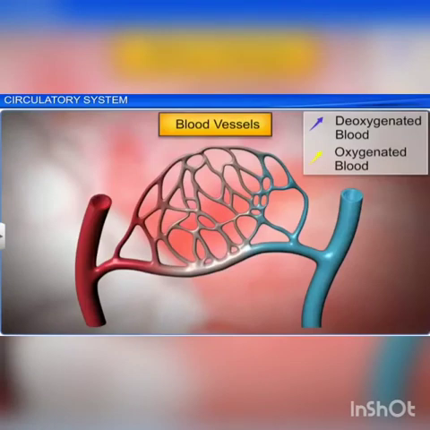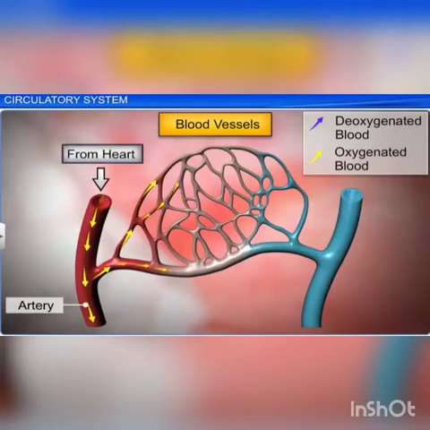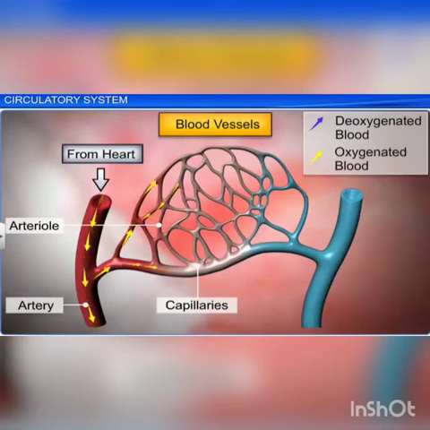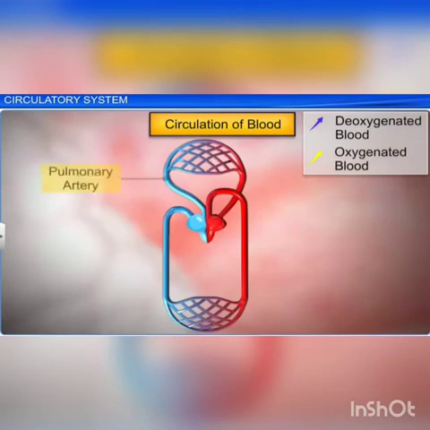The blood vessels that carry blood away from the heart are called arteries. The walls of the arteries are thick, valves are absent, and they have a narrow lumen. Lumen is nothing but space. All arteries carry oxygenated blood except the pulmonary artery, which carries deoxygenated blood from the right ventricle to the lungs.